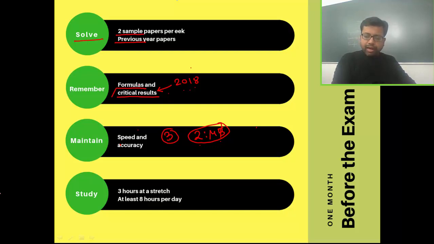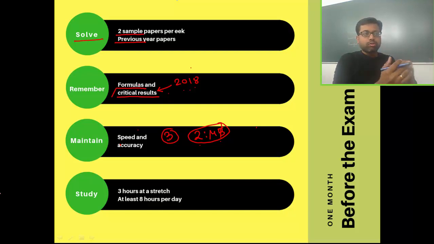hours. The average time that a student would take in solving a mathematics paper in the boards is around 2 hours 45 minutes only. So you have to be practicing in the range of 2 hours and 30 minutes. So any sample paper or any previous year paper that you take, try to attempt it in 2 hours and 30 minutes, and always give 15 minutes for revision.